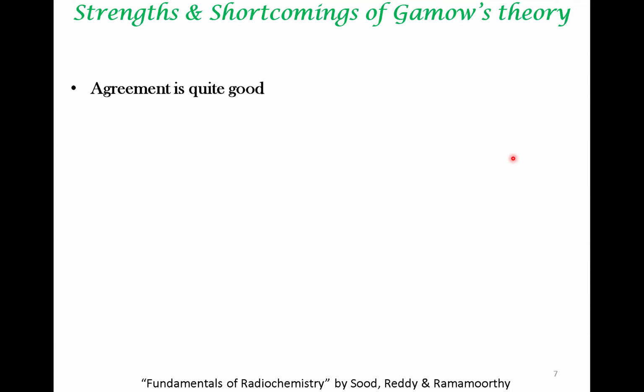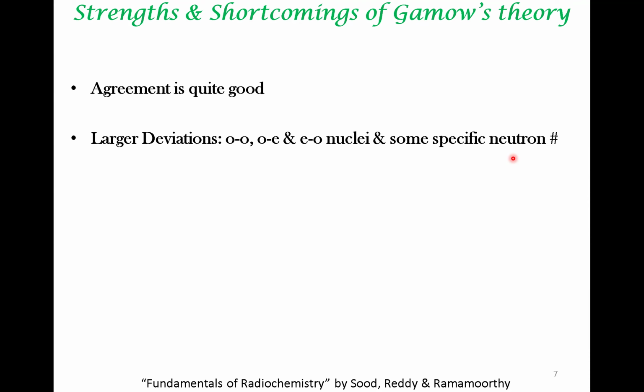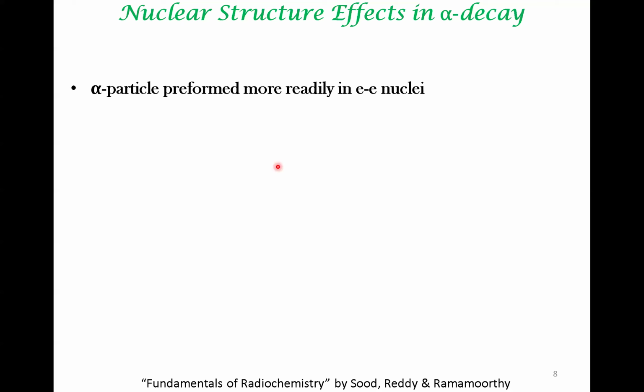When does it fail, or when is the comparison not that great? There are larger deviations when we consider odd nuclei, odd-even nuclei, even-odd nuclei. We have looked at these symbols. This means there are an odd number of protons or an odd number of neutrons. These kinds of symbols were introduced in some previous lectures, and for some specific neutrons, right? So typically, where does it fail? You would anticipate based on the previous lectures. We'll mention the reason here also.